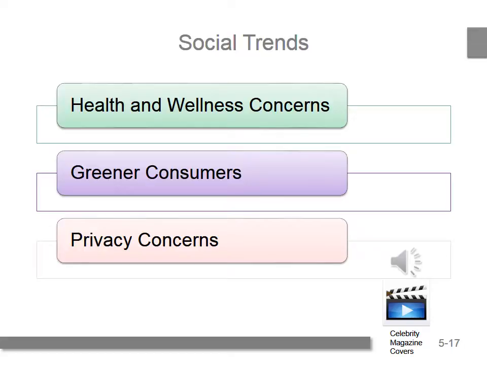I want us to examine macroenvironmental factors that affect marketing. In the culture, there are particular social trends. Health and wellness concerns, greener consumers, privacy concerns, all of these are social trends. This particular graphic introduces these significant social trends. And likewise, I want you to check out the video, What's Hot and Not in Celebrity Magazine Covers, from the Wall Street Journal. This particular video discusses social trends.